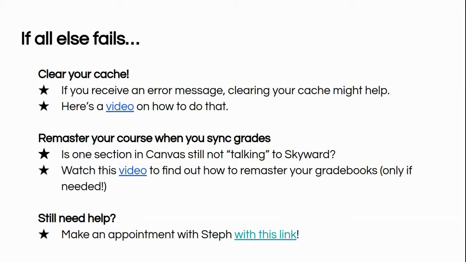Always remaster your course when you notice grade errors, and if you still need help, don't hesitate to make an appointment. Keep working hard and checking those gradebooks.